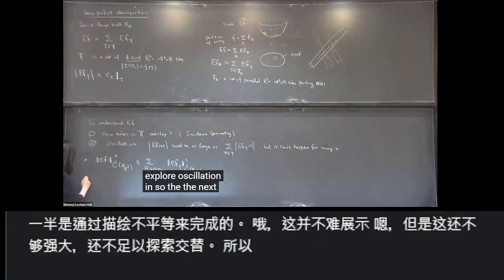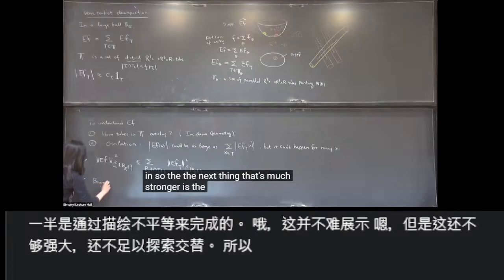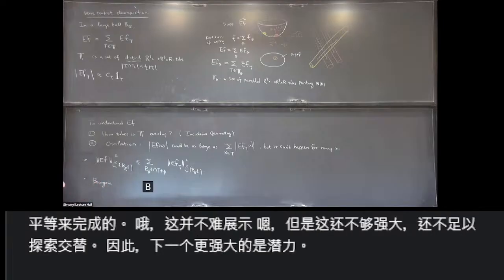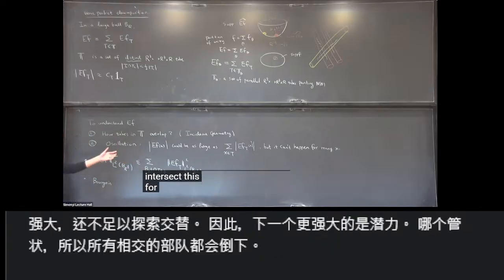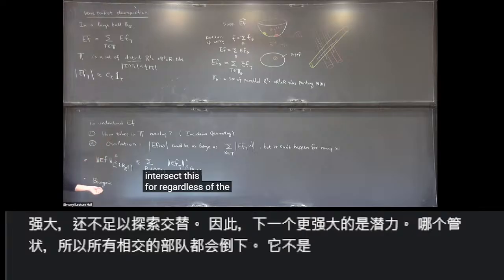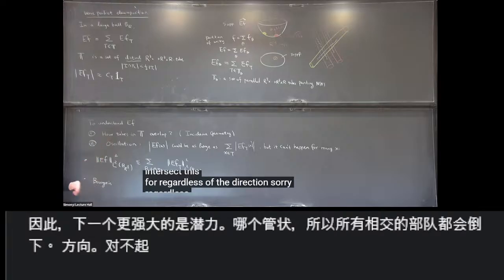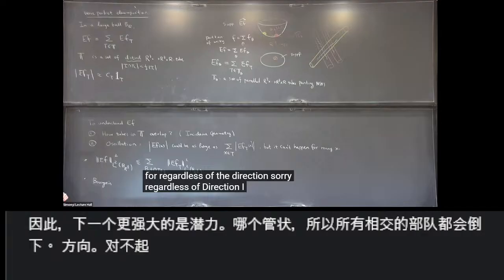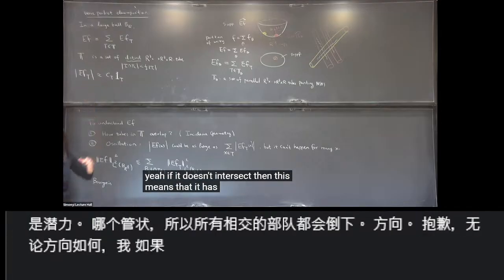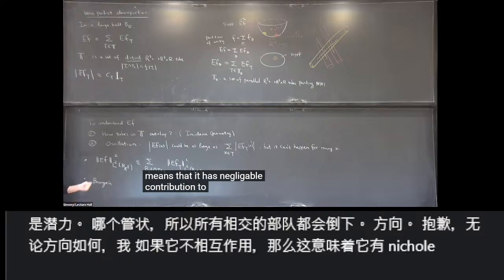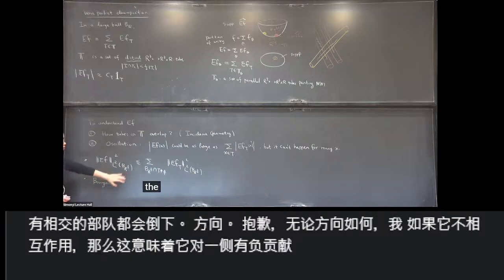So the next thing that's much stronger is the Bourgain-Demeter. What are you summing over? Which tubes are you summing over? So all the tubes that intersect this ball, regardless of direction. If it doesn't intersect, then it has negligible contribution to the ball of radius R to the 1/2.